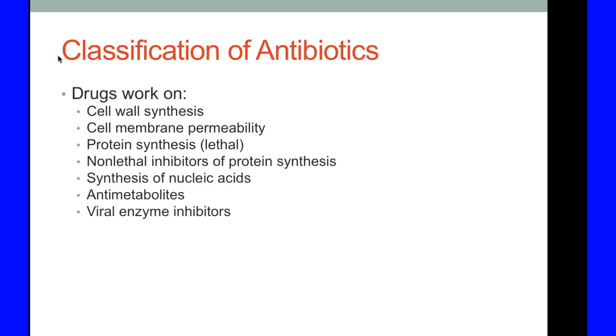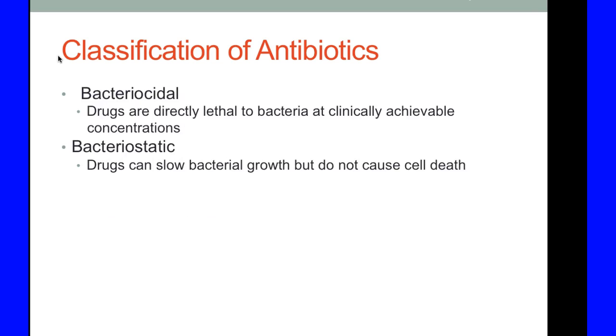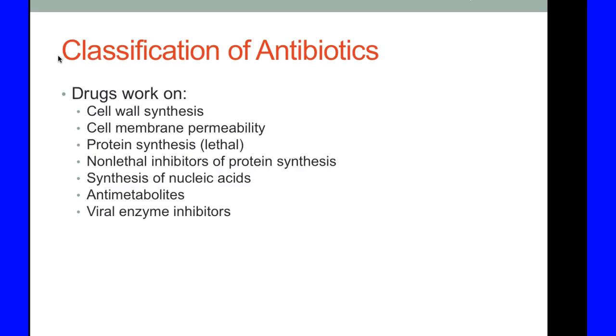Messing with the proteins inside the cell, which kills it, and also other ways that inhibit protein synthesis from happening. They work with nucleic acids within the cell, again antimetabolites, and viral enzyme inhibitors. We're not going to really get into viral enzyme inhibitors and antimetabolites. You don't have to know these, but I need you to try to understand the concept that each class of antibiotics will work in a different way in the body to get rid of the bacteria.